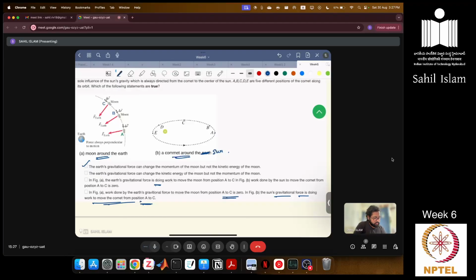So let's say at B, like this. This is the displacement direction, let's say x, and this is the force. So this dot product would not be 0, and here it's always perpendicular. So if it is perpendicular, it is 0. So D option is another correct option.